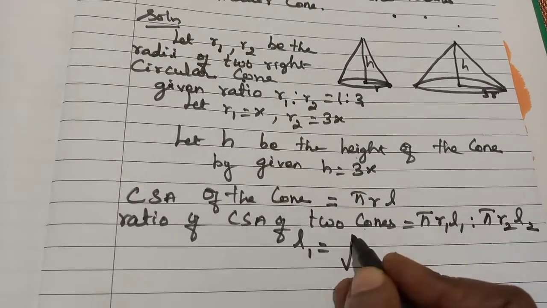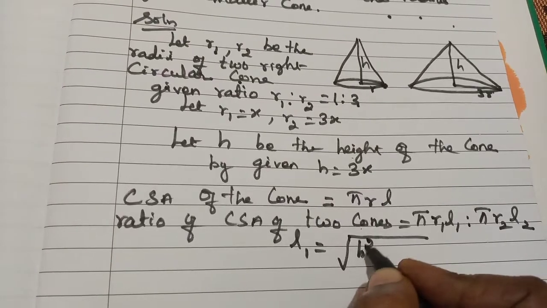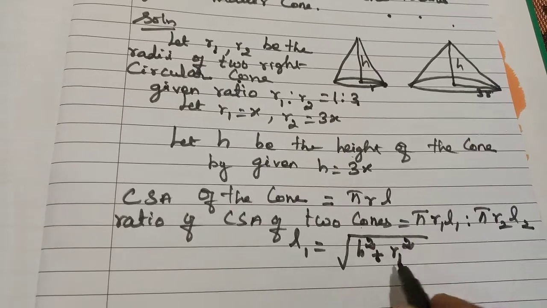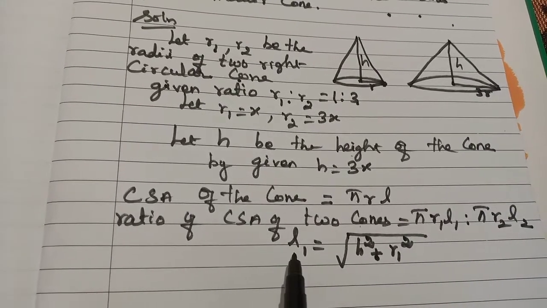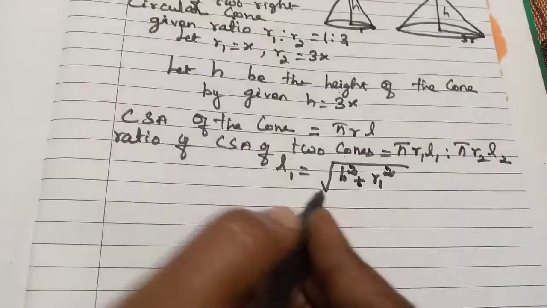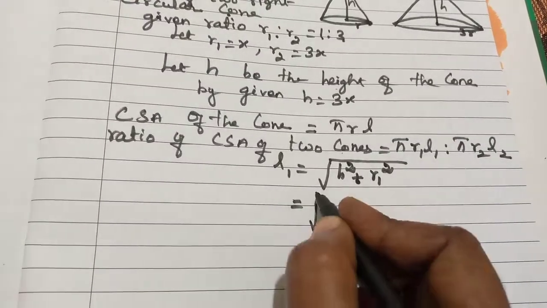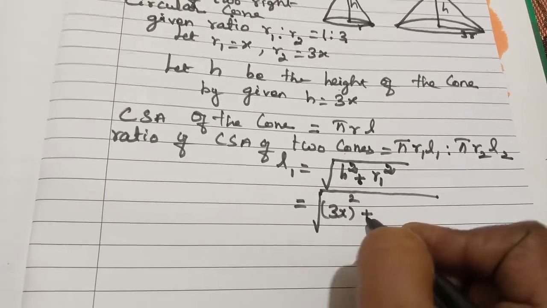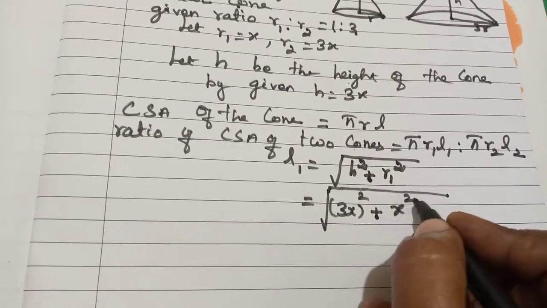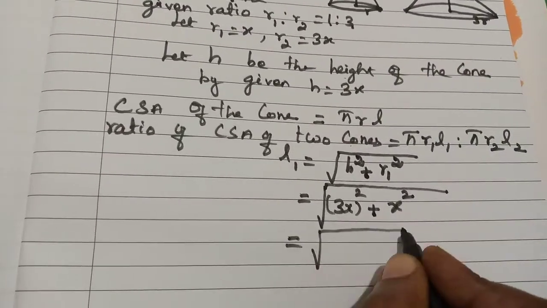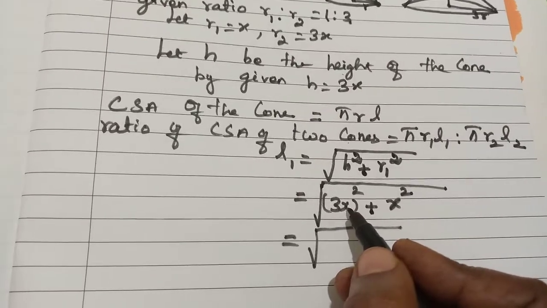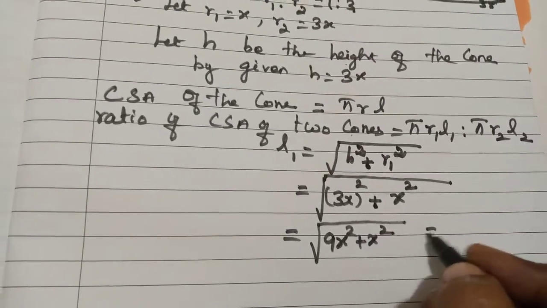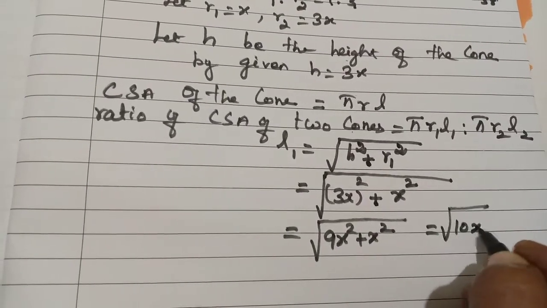L1 is equal to square root of h square plus R1 square. The height is the same, so the heights can be used, but R1 and R2 are different. In place of r we have to use R1 square while finding L1. What is the height's value? 3x. So (3x) the whole square plus R1 is x, so R1 square is x square. That is equal to square root of 9x square plus x square, which is equal to square root of 10x square.